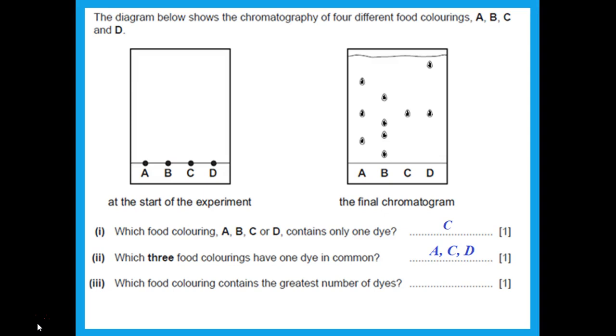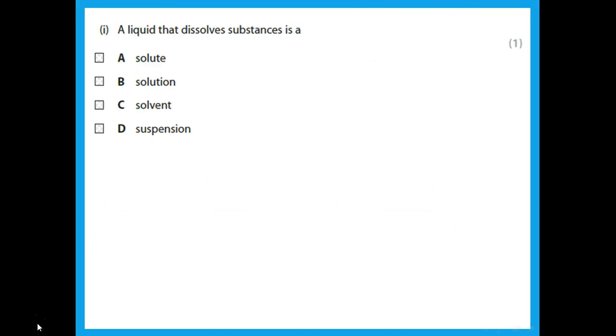Which food coloring contains the greatest number of dyes? Remember that when you look at A, it gives how many spots? A went up and gave 3 spots. B went up and gave 4 spots. So that is the one that gives the greatest number of spots, so that's the one that has more dyes. Do we understand all of this? Okay, a liquid that dissolves substances is called a solvent.